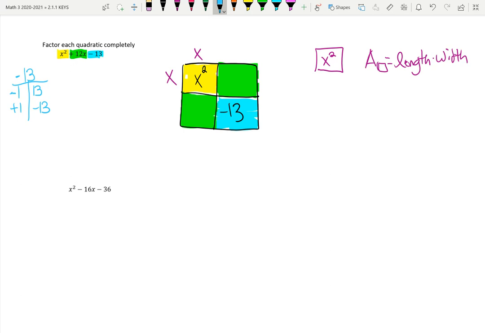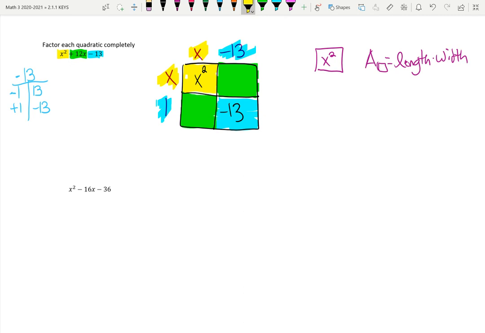Now think about it. I have to figure out what numbers are going to end up being 12x. If I wrote what follows, I would say negative 13 times 1 is negative 13. Opposites are equivalent. This is the same thing as saying this is negative 13 and this is 1. 1 times negative 13 is negative 13. You see how the side lengths are what's producing the area?